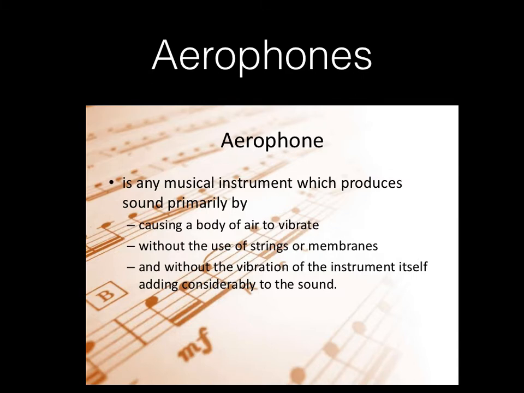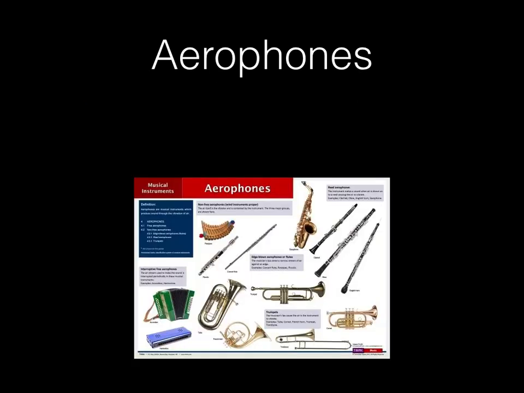And then finally, we have the aerophones. An aerophone is any musical instrument which produces sound by causing a body of air to vibrate without the use of strings or membranes, and without the vibrating of the instrument itself adding considerably to the sound. So aerophones would be a saxophone, or a trumpet, or a tuba, or a panpipe, or a harmonica. In all of these, you blow air through the instrument, and the vibration of the air is what makes the sound after you blow through that instrument.